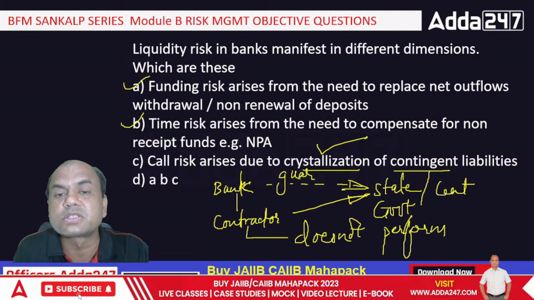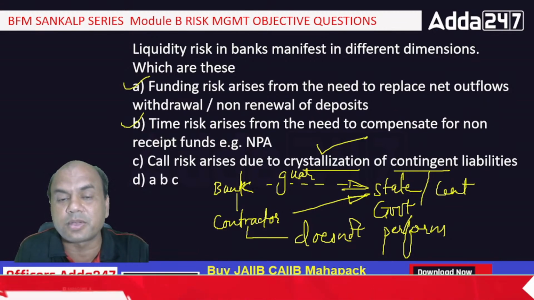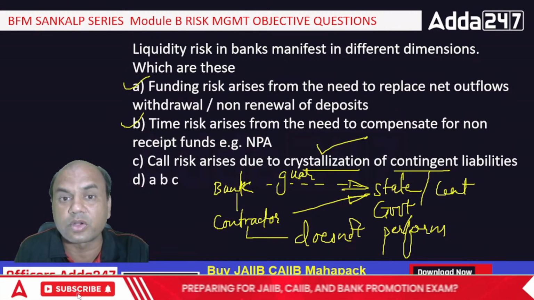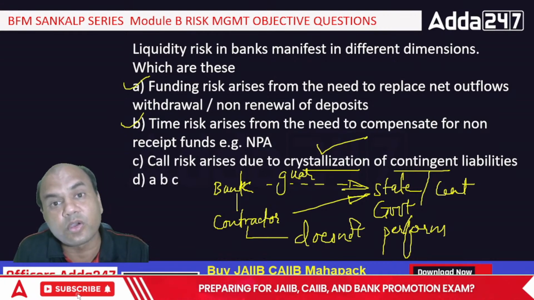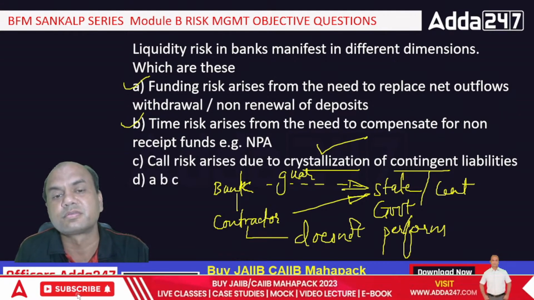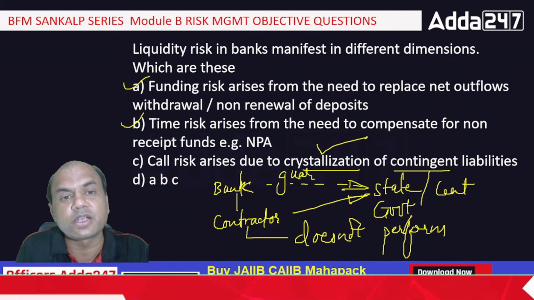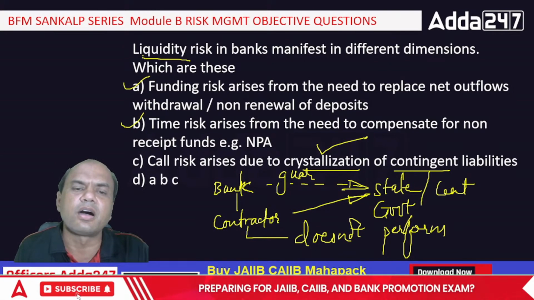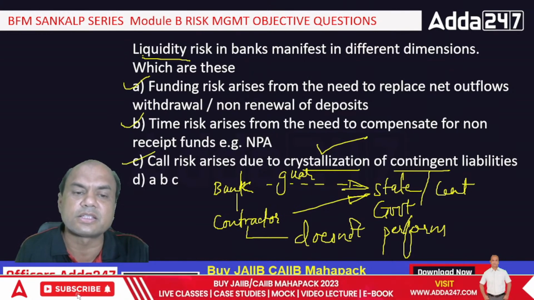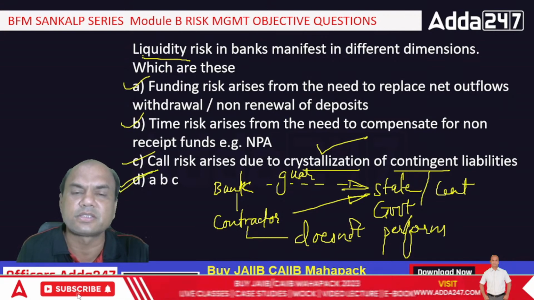Whenever the notional guarantee or contingent liability comes on your head for payment, that is known as call risk. So, will this cause a liquidity risk? Obviously, urgent payment needs to be made, right? So, in this case, it's again correct. So, the correct answer is D, A, B, and C, isn't it?